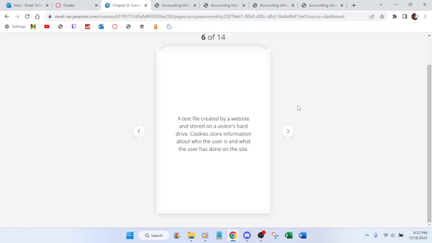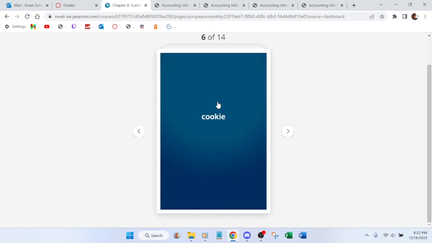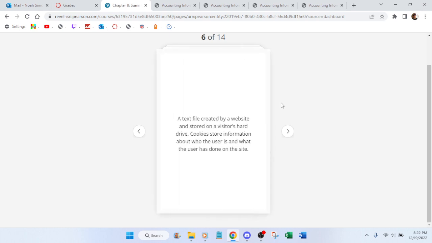A text file created by a website and stored on a visitor's hard drive. Really? You serious? But again, they keep putting it in flashcard. A text file created by a website and stored on a visitor's hard drive. They store information about who the user is and what the user has done on the site.